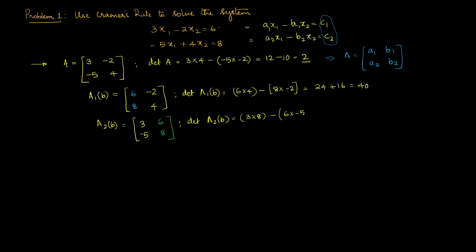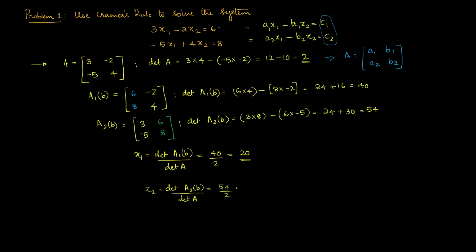So this would be 3 into 8 minus 6 into minus 5, which is equal to 54. Now using the equation that we have seen in the derivation, I need to find out what is x1 and x2. So for x1 it will be determinant of A1(b) divided by determinant of A, which is equal to 40 by 2, that is equal to 20. And x2 will be determinant of A2(b) divided by determinant of A, that is equal to 54 by 2, which is equal to 27. So this way we have solved the system of equations and found x1 and x2.